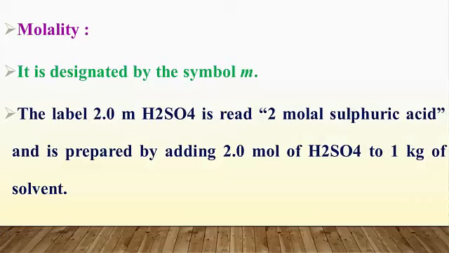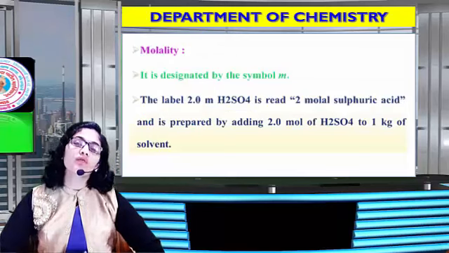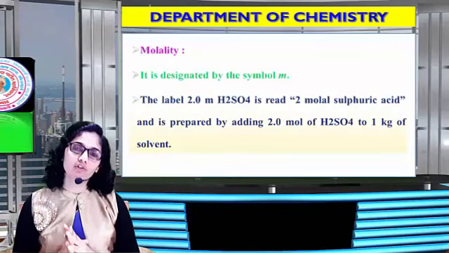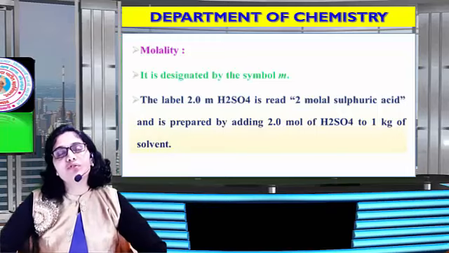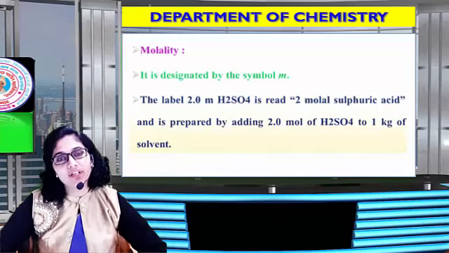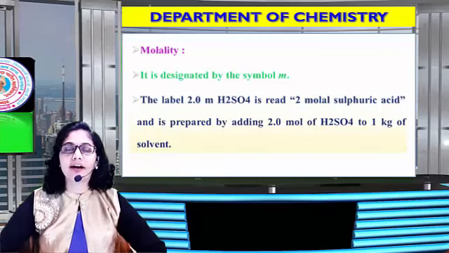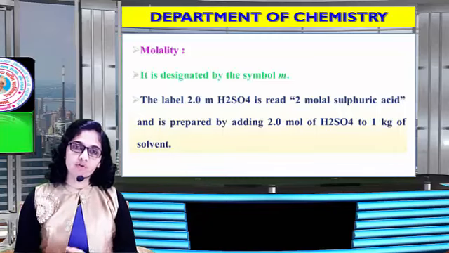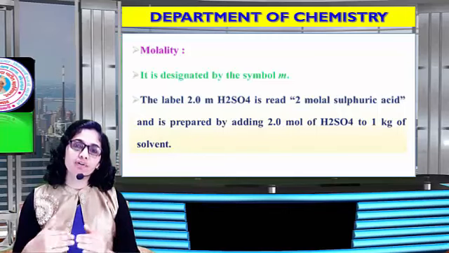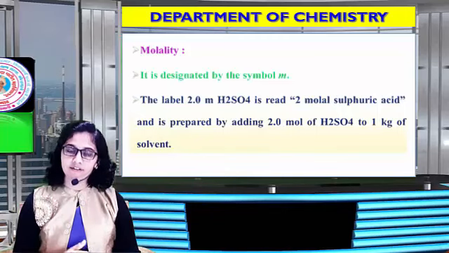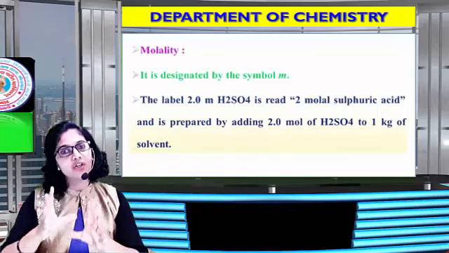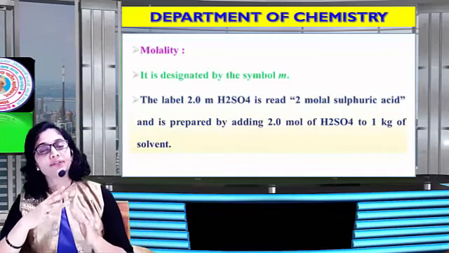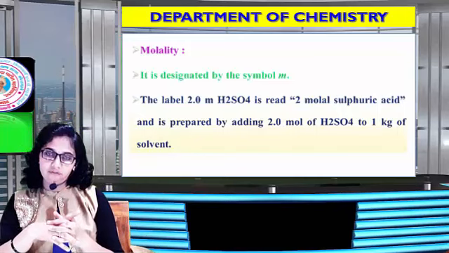So if we want to prepare 2 molar H2SO4 solution, we need to take the weight of the solvent. So what will we do? First we will take a volumetric flask, keep it on the balance, and tare the balance, neutralizing the weight of that volumetric flask.